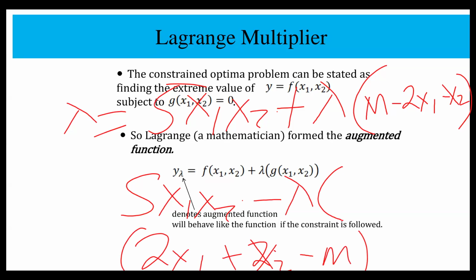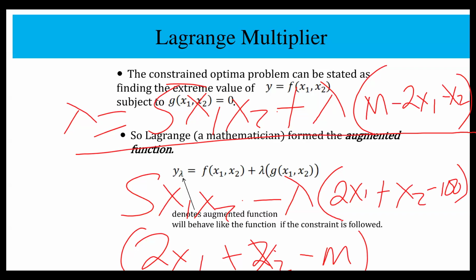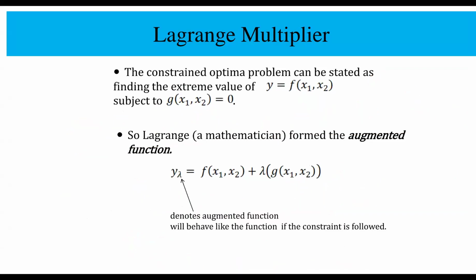So your function will be 2x1 plus x2 minus 100. That is if the 100 is the one crossing to the other side. But if these are the ones that have crossed the other side, then the specification will be the one on top. But if you do the opposite, then the specification will be the one down here for the augmented function. And so this is the augmented function for you, and you should be fine with it.